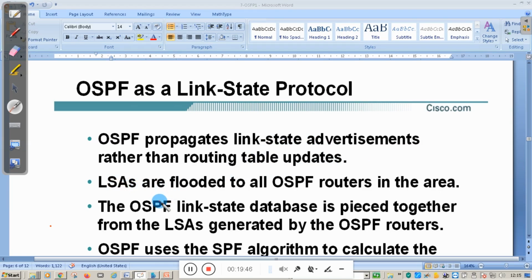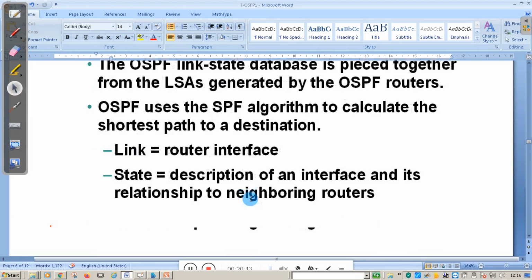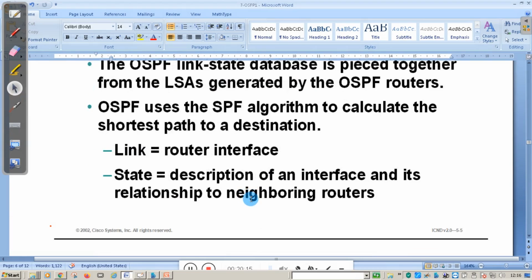LSAs, link state advertisements, are flooded to all OSPF routers in the particular area by means of a multicast process. Then the OSPF link state database is pieced together from the LSAs generated by the OSPF routers. That means from the LSAs it will construct the link state database. From the link state database it will apply the shortest path first algorithm and it will construct the routing table.